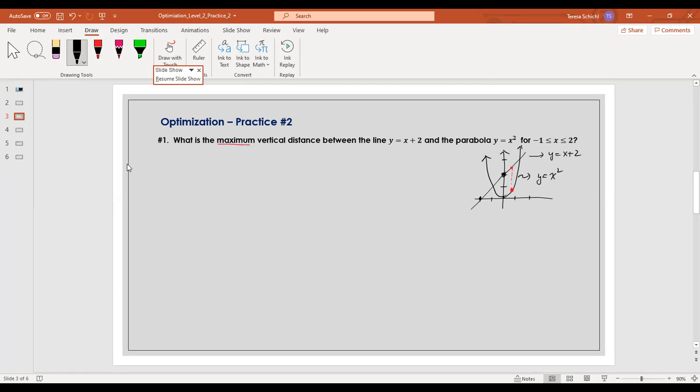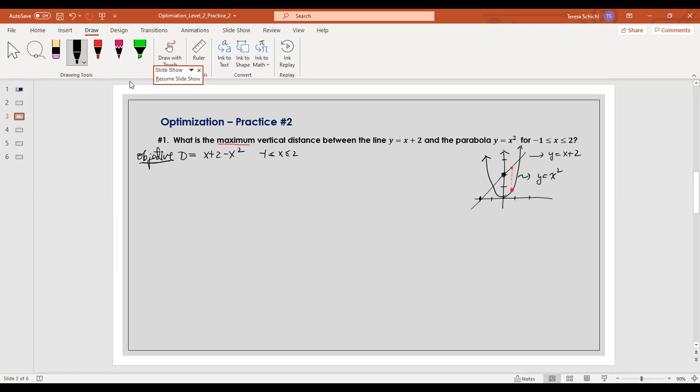First, let's find our objective function. The objective function is the distance between these 2 curves. This one is y equals x plus 2, and this one is y equals x squared. So the distance will be from here to here, which is just x plus 2 minus x squared, correct? And the domain is from -1 to 2. So this is the objective.